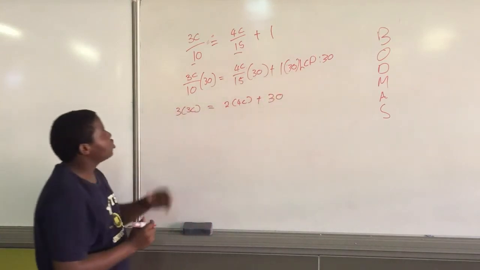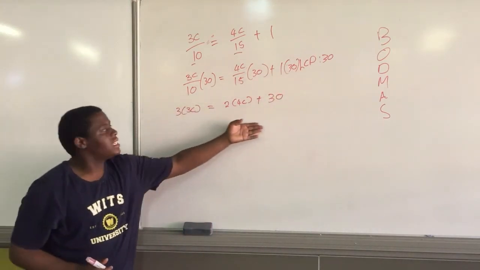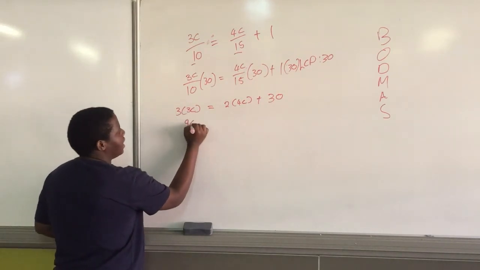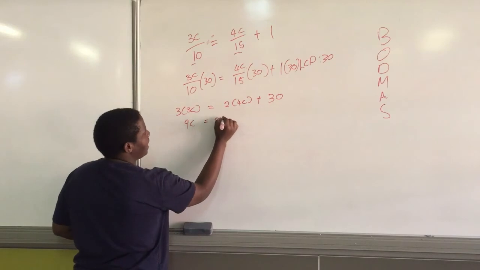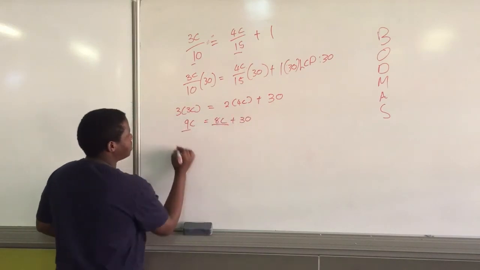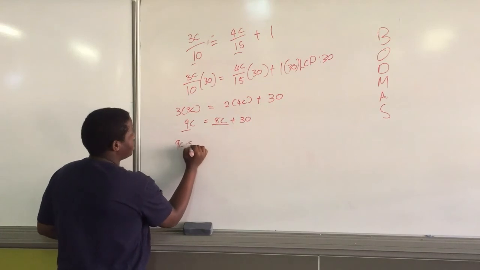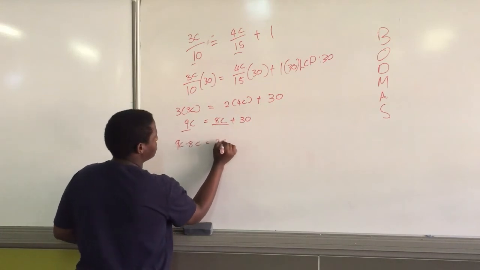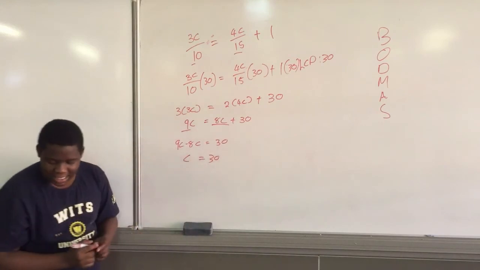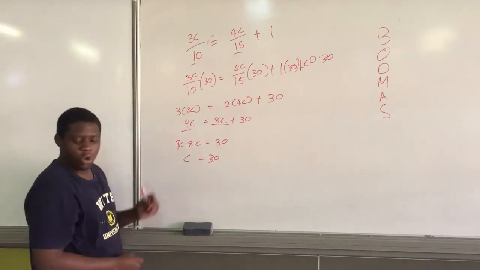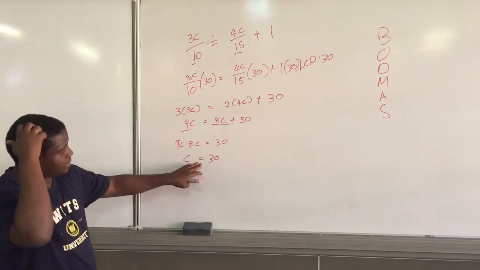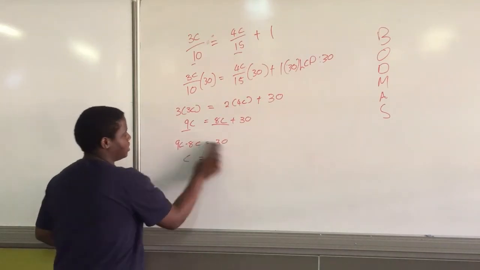So now, what do we have here? We have a standard linear equation. We can expand the brackets: 9c, 8c plus 30. Take our like terms: 9c minus 8c is equals to 30. We'll have c is equals to 30. So in this example that I just did with you, we can see that c is equals to 30.